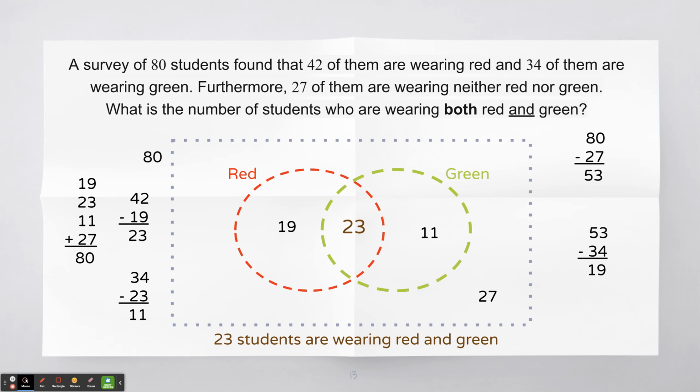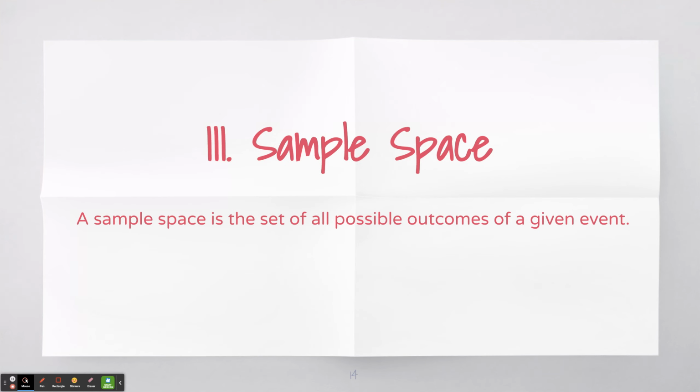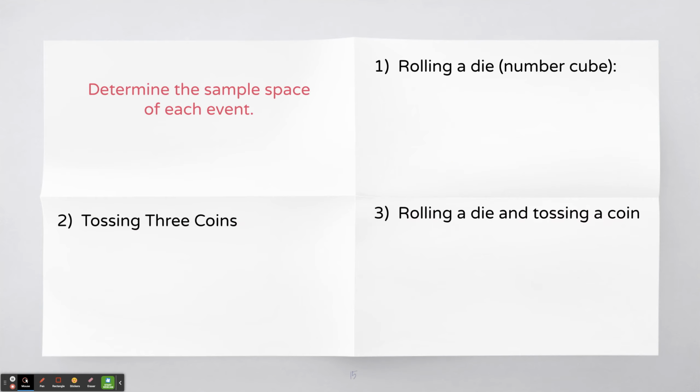Let's move on to sample space, related to probability, also related to set theory. Because a sample space is the set of all possible outcomes of a given event. And with probability, we're always thinking about events, right? All right, so we're asked to find the sample space of each of these three events. Let's start with rolling a die.